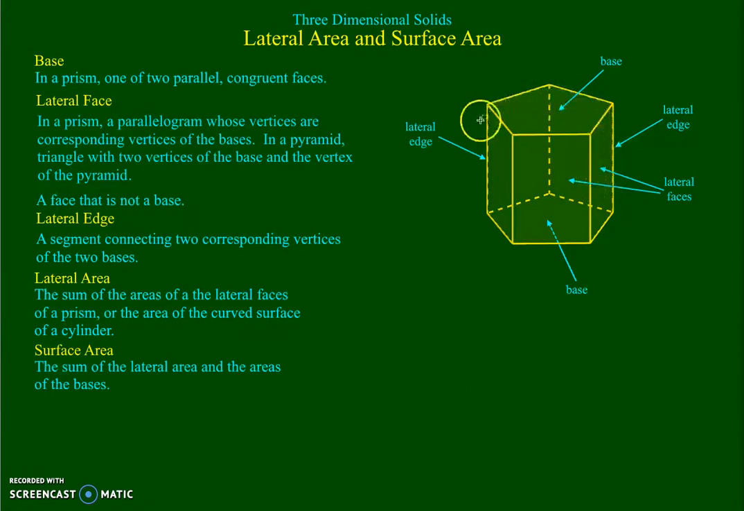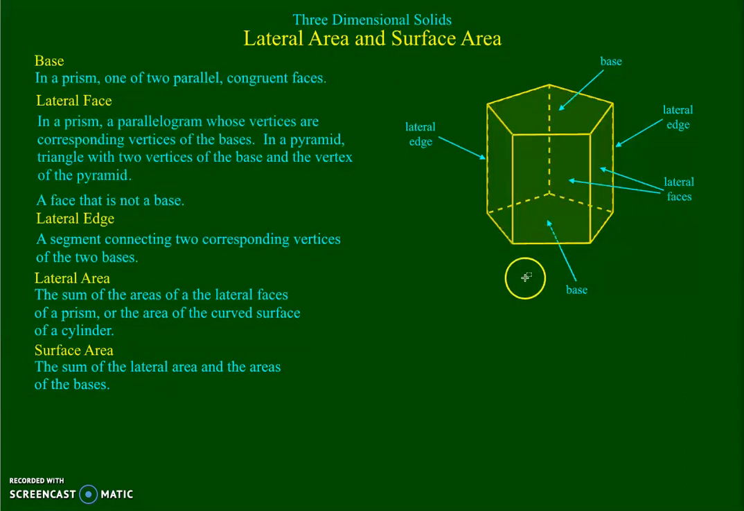And the surface area of the prism is the lateral area plus the area of both of the bases added in. So you would sum up the areas of the lateral faces, then you would find the area of one of the bases and multiply that by 2. And you can multiply that by 2 simply because these bases are congruent bases.